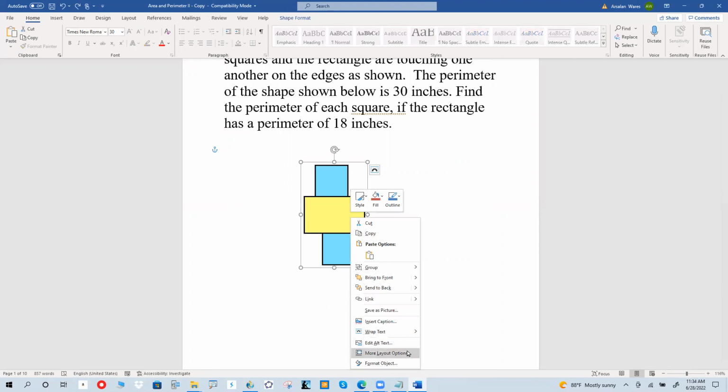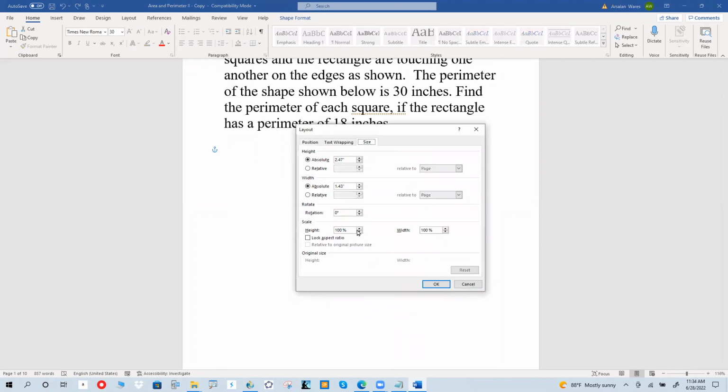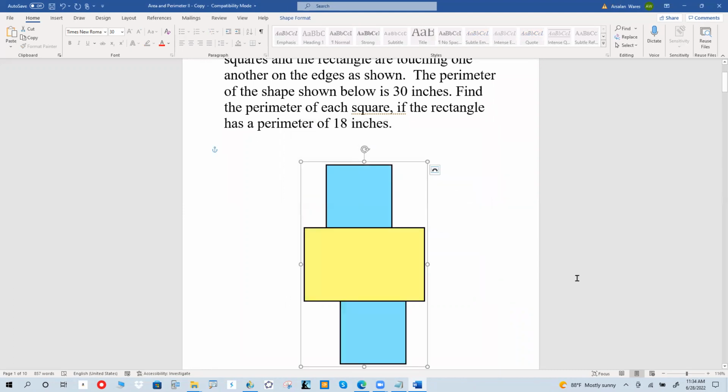Having trouble with this, but we will fix it. There we go. Okay.